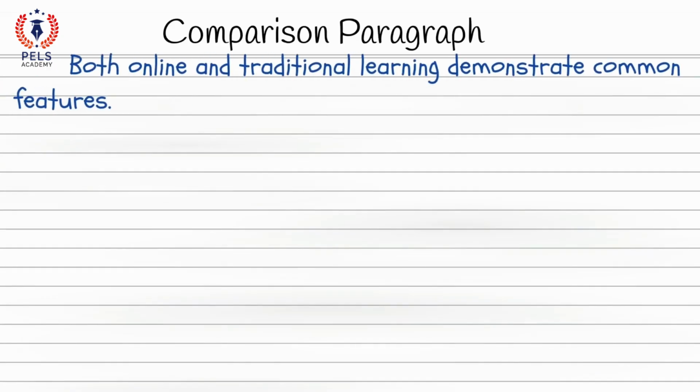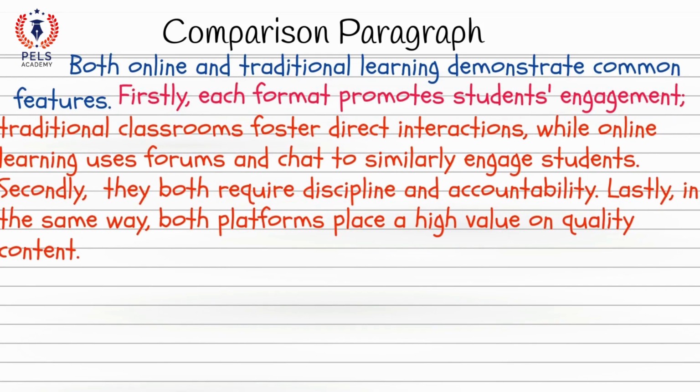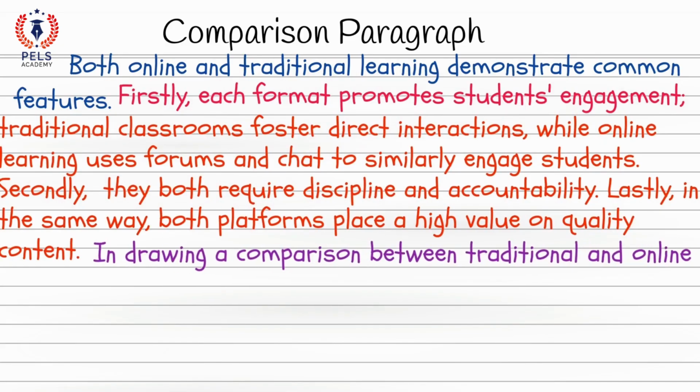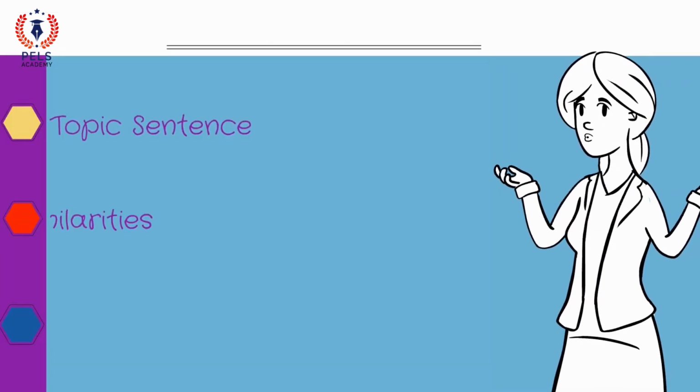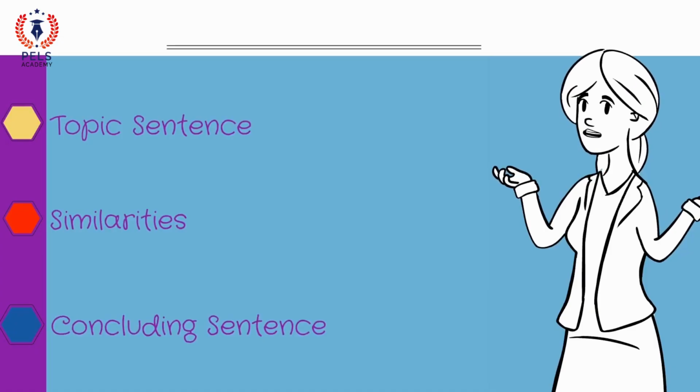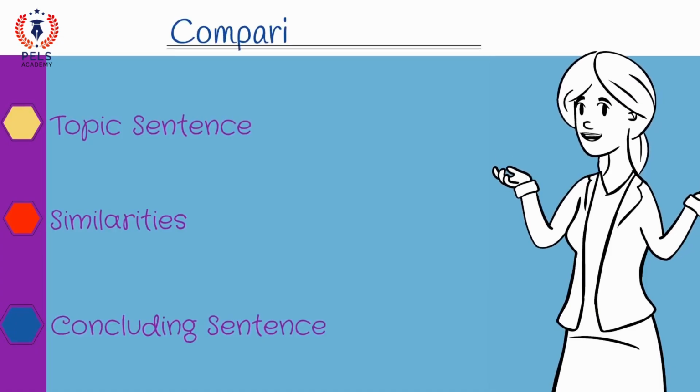Begin with a topic sentence where you introduce the subjects you're comparing. Follow this with several sentences providing details of the similarities between your subjects, and end with a concluding sentence which summarizes the points you've made or restates the topic sentence in a new way. When constructed correctly, these 3 elements create a well-rounded comparing paragraph.